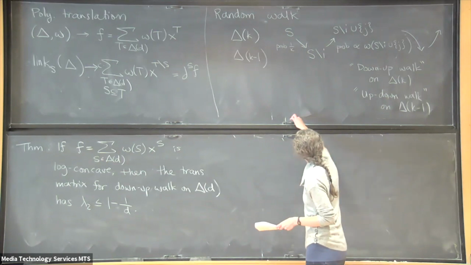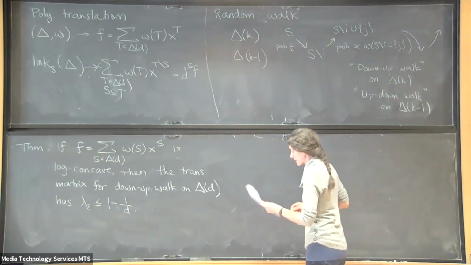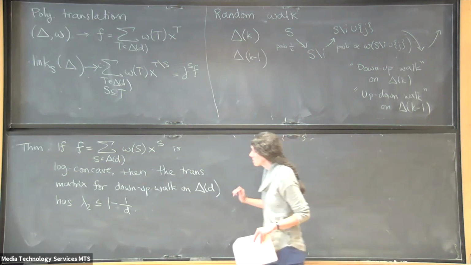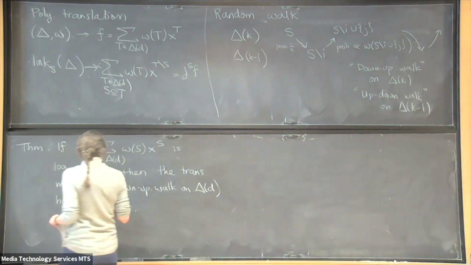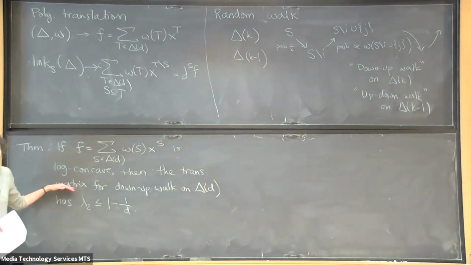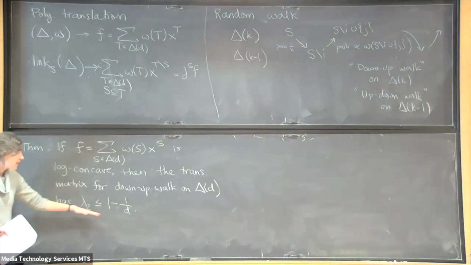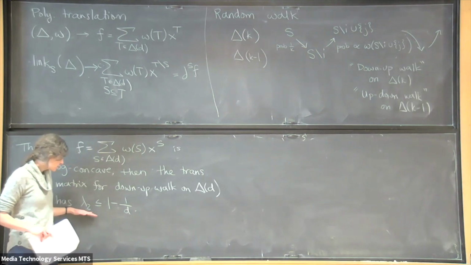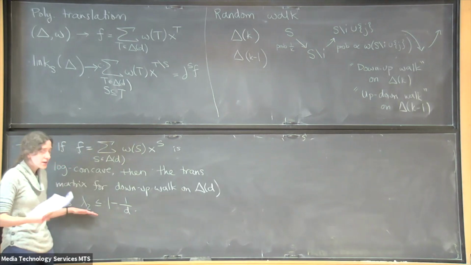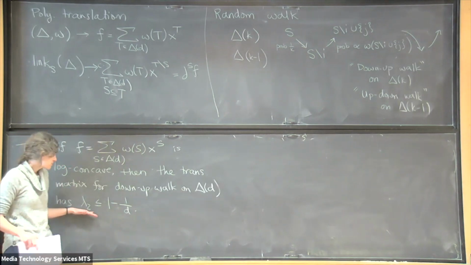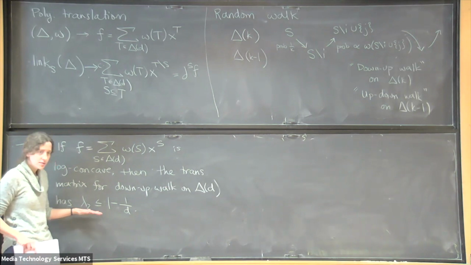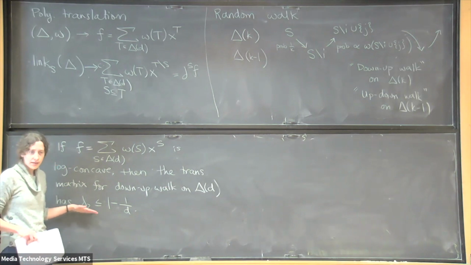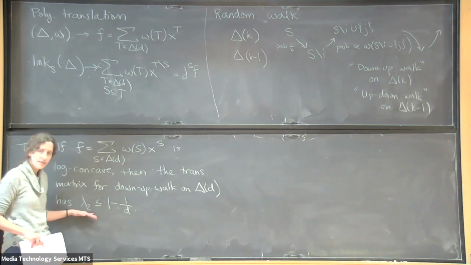And again, I should have written this up here. As with the toy example, this transition matrix is going to be positive semi-definite, so all its eigenvalues will be greater than or equal to 0. And so if you want to look at how fast this Markov chain approaches the stationary distribution, the important thing will be to upper bound the second eigenvalue away from 1.